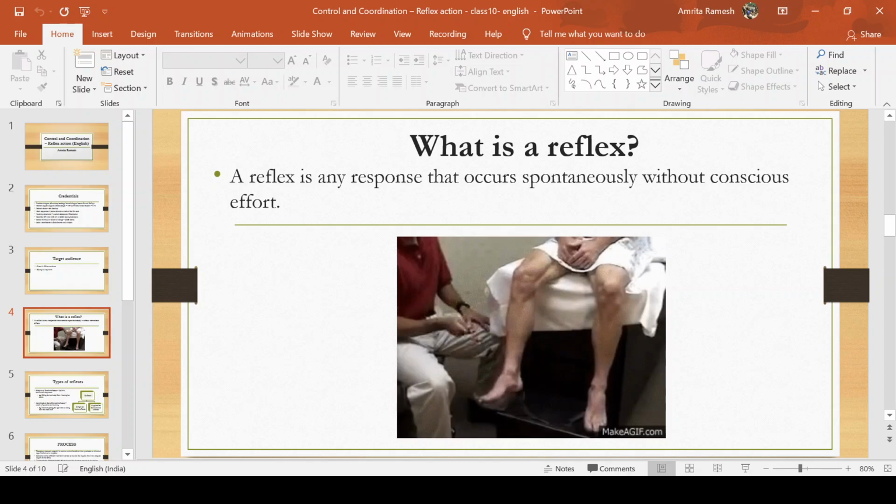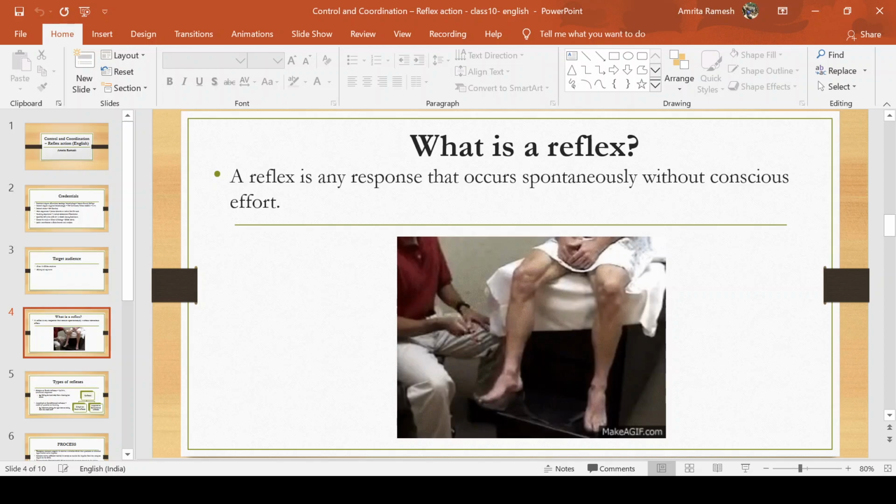When we do all of this and then take a decision, there is a little bit of time gap. But in the case of a reflex, what happens? We do not give this time gap. There is no time lapse involved. There is a quick reaction that happens without consciously making an effort. We don't even know what we are doing, but we just end up doing it quickly. So that is exactly what a reflex is.